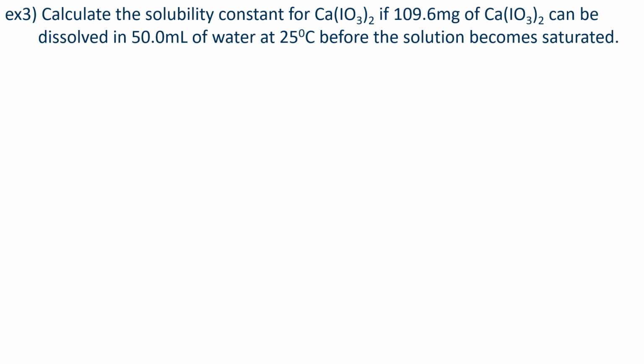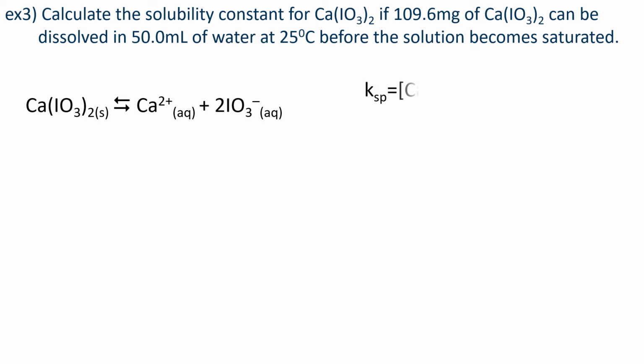So calculate the solubility constant for calcium iodate if 109.6 milligrams of calcium iodate can be dissolved in 50 milliliters of water at 25 degrees Celsius before that solution becomes saturated. Again, we start off with our balanced decomp equation. Calcium iodate breaks up into calcium ion and 2 iodate ions. From this, we make our KSP expression. So KSP is the calcium ion concentration multiplied by the iodate ion concentration squared. We have to find the calcium and iodate concentrations in order to solve for the KSP.